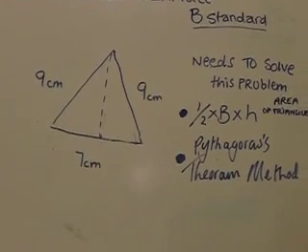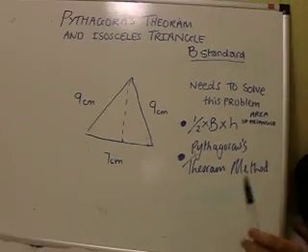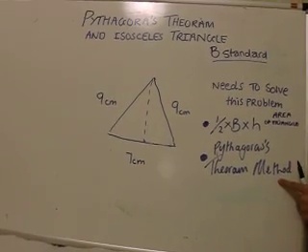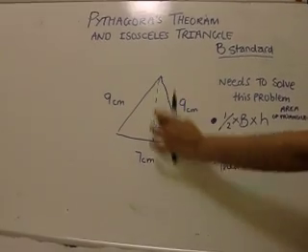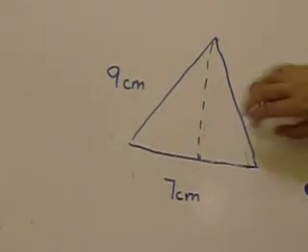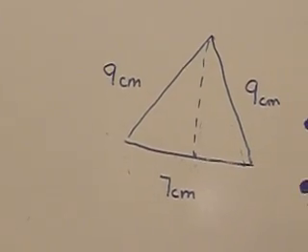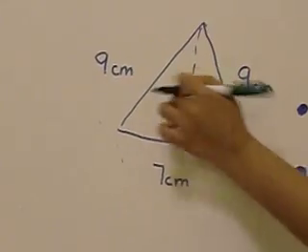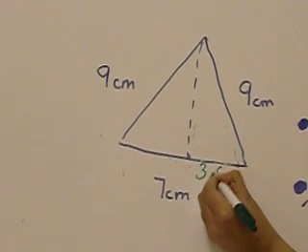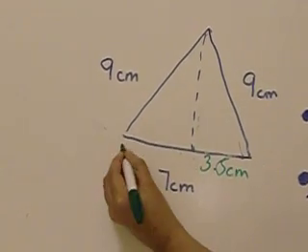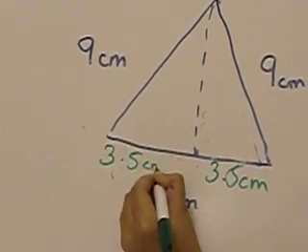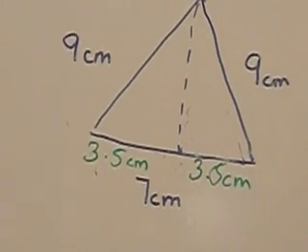Okay, so the first step. In order to use the Pythagoras' theorem method, we have to split the triangle into two halves, so they become two right angles. And the base of each triangle becomes 3.5 centimeters, because it's split into two halves.